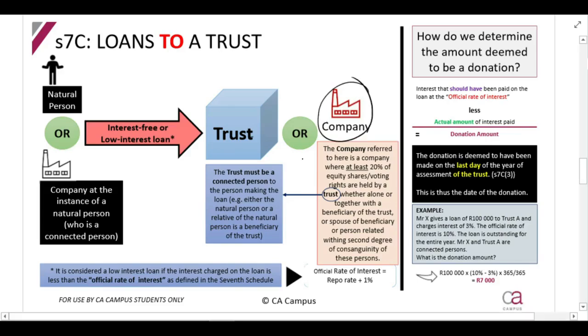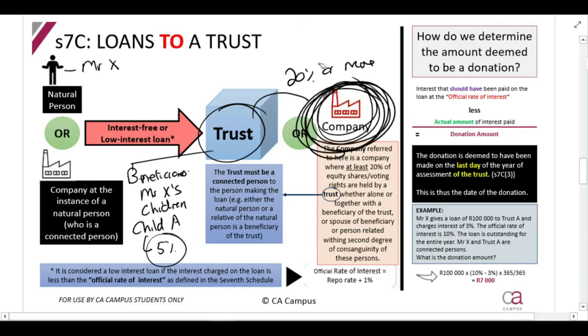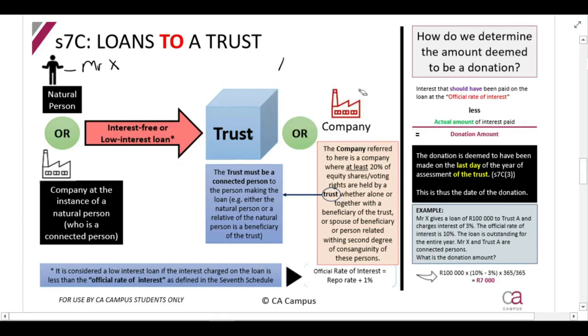Okay, let's quickly talk about this company over here. This company is a company where this trust has 20% or more of the shares. This can also be a situation where, remember I said let's call him Mr. X, and I had beneficiaries, Mr. X's children. Let's say there's child A. Let's say child A has 5% of the shares in this company, and the trust has 15% of the shares. 5% plus 15% is 20%. Then that company is still the same type of company that they're referring to. So I'm just giving you the types of things there.